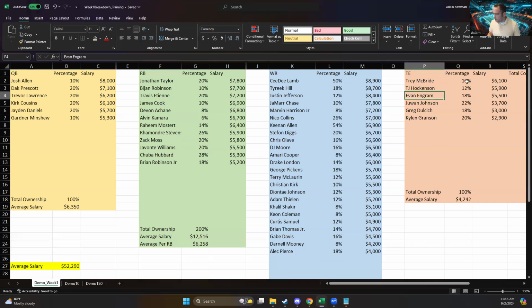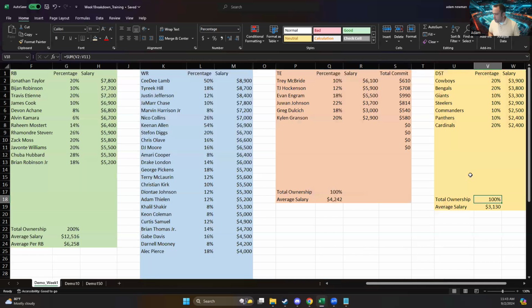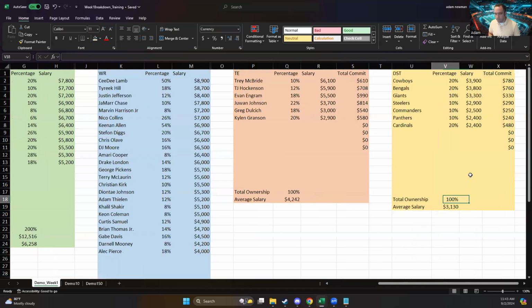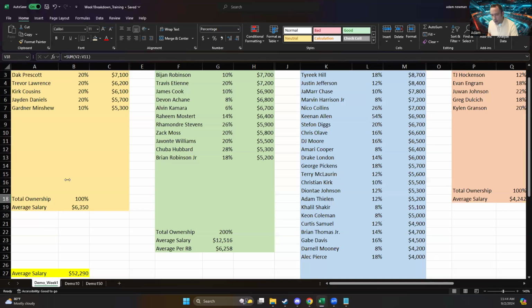Tight end, here's a breakdown. Here's 100%. And if I scroll over to defense, same thing. This is so important because it forces you to be very disciplined about your allocations of percentages for your players.